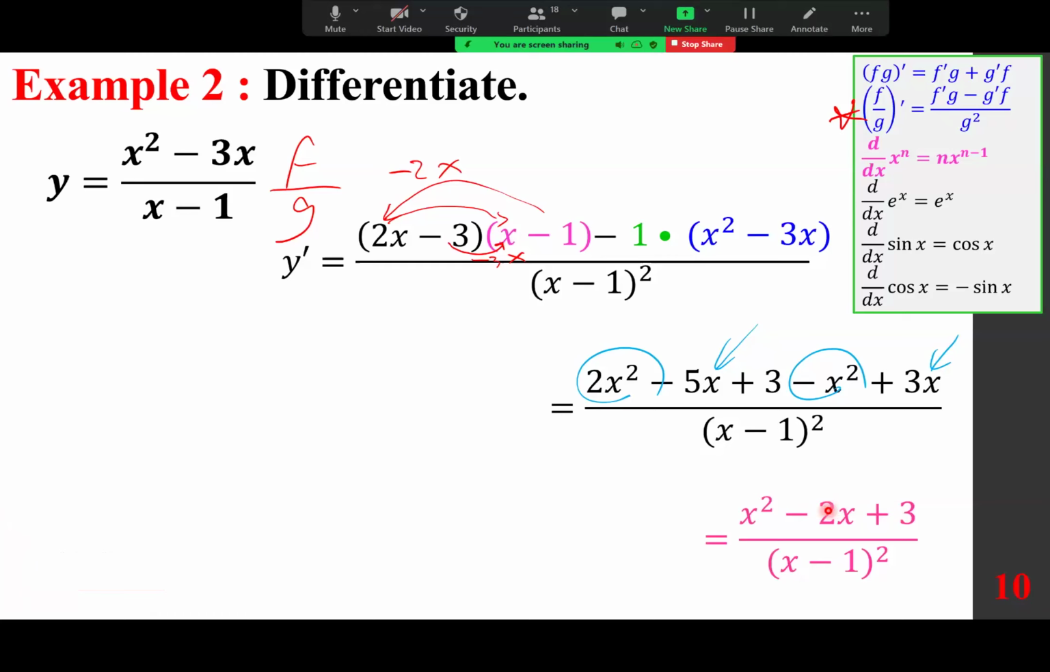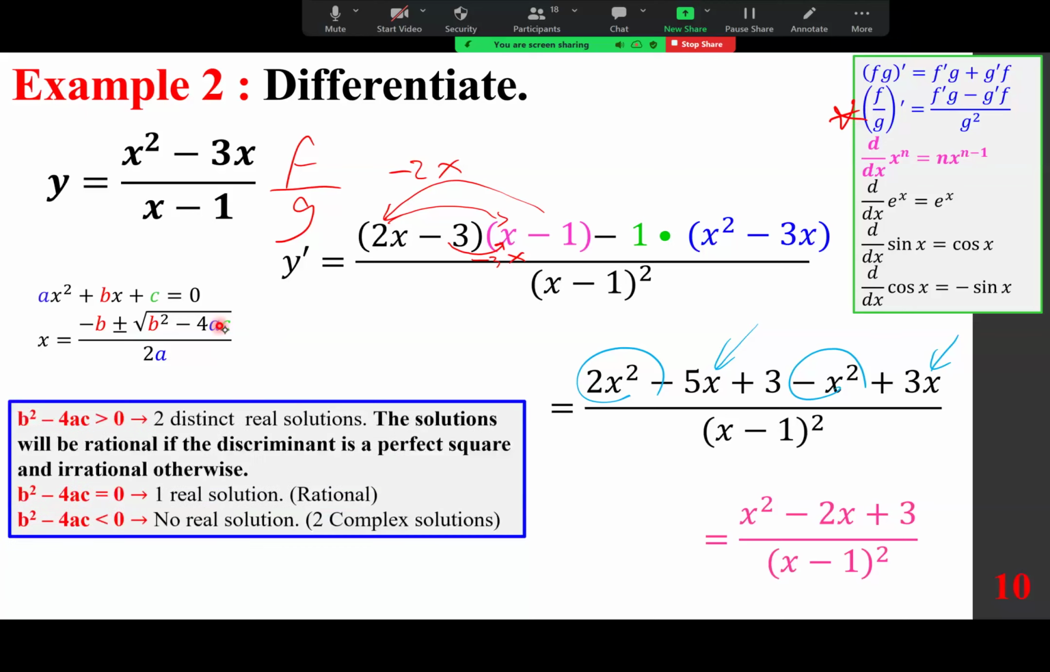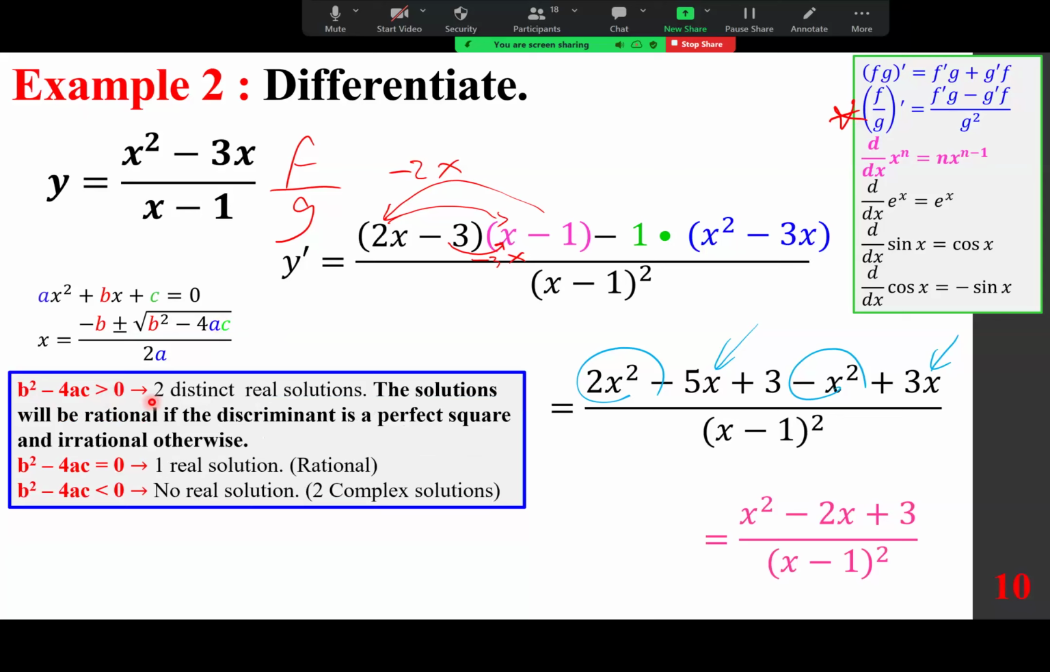But how do you know this is factorable or not? Recall, ax squared plus bx plus c equal to 0 is a quadratic equation. X equals minus b plus minus the square root of b squared minus 4ac over 2a, all the solutions to that, where b squared minus 4ac has a name, is called the discriminant. If it's positive, you have two real solutions, 0, 1, and if it's negative, you have no real solutions. So b squared minus 4ac is positive, you have two distinct real solutions. The solutions will be rational if the discriminant is a perfect square and irrational otherwise.